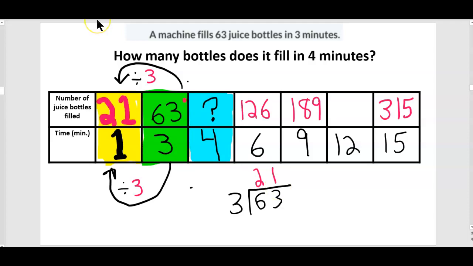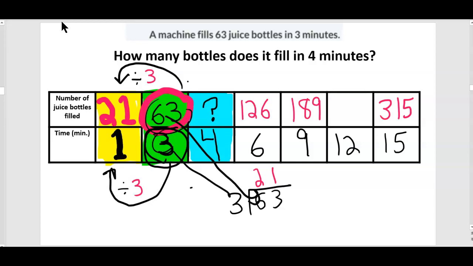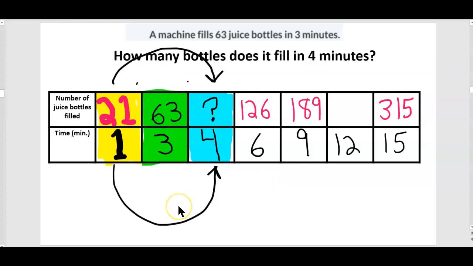Did you notice something for unit rates? All you have to do is take the top number and divide by the bottom number, 63 divided by 3. I could say numerator and denominator, but they act like fractions without being fractions, so be careful with that. So 63 divided by 3 is 21. That's the unit rate. Now we can go from 1 to 4. 1 times 4, and do the same thing on top, 21 times 4.